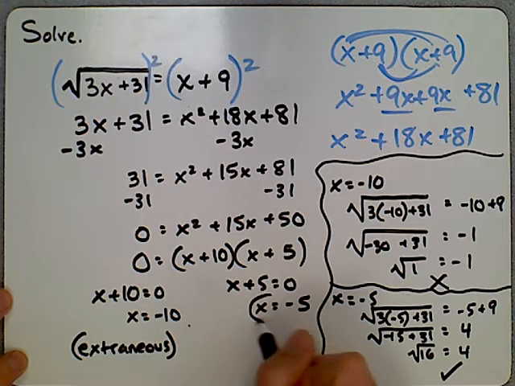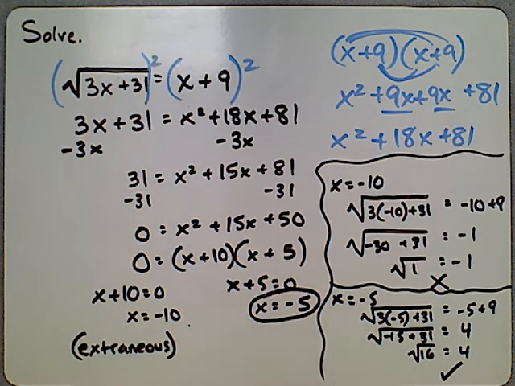meaning that negative 5 is our actual answer to this question, and negative 10 is an extraneous root, or essentially an answer that, while mathematically being accurate over here, is not accurate when substituted back into the equation because of the root we created by squaring it.